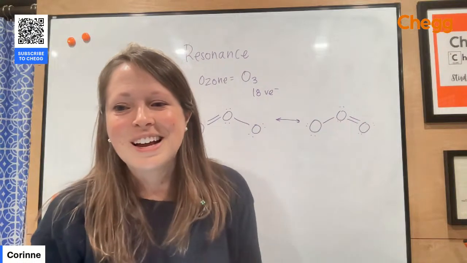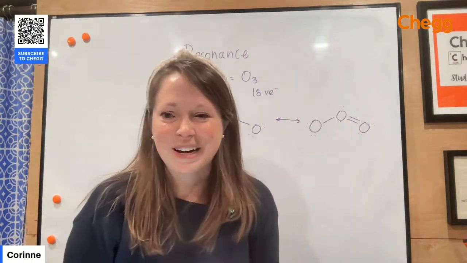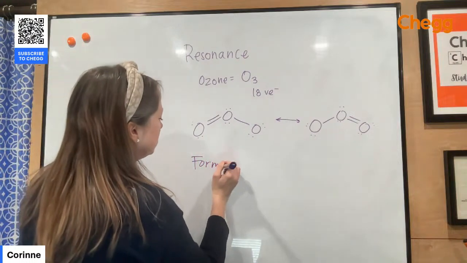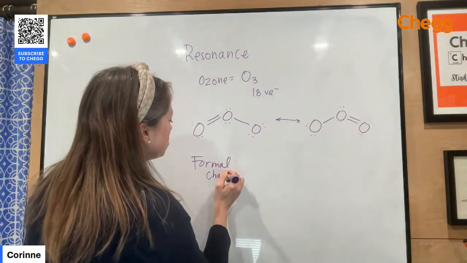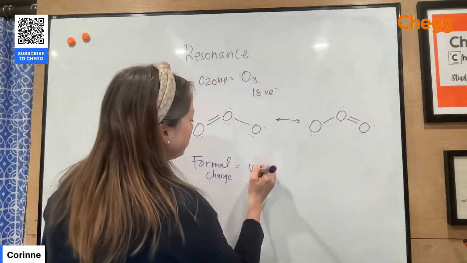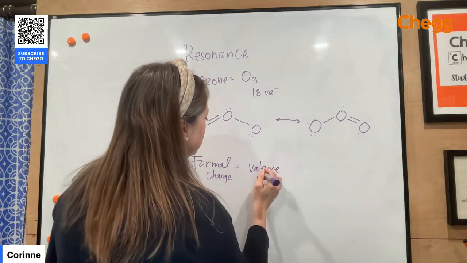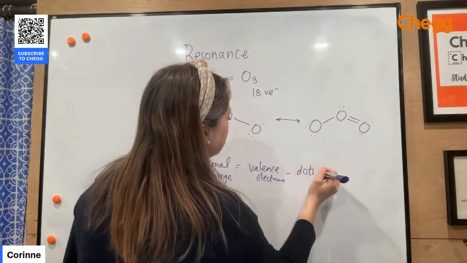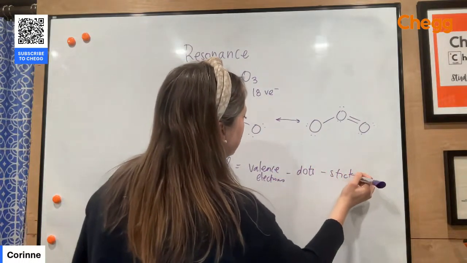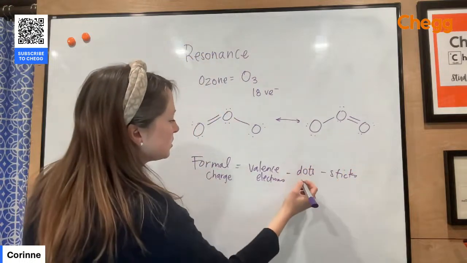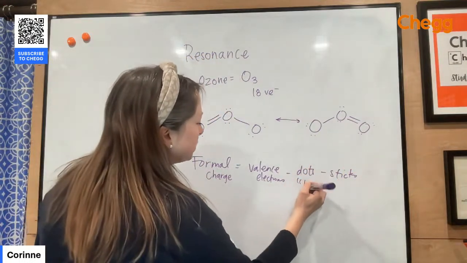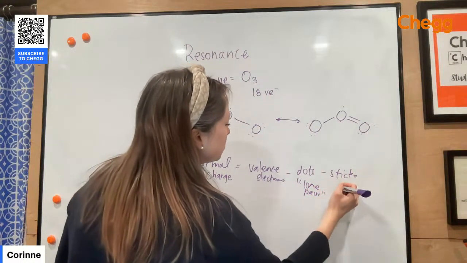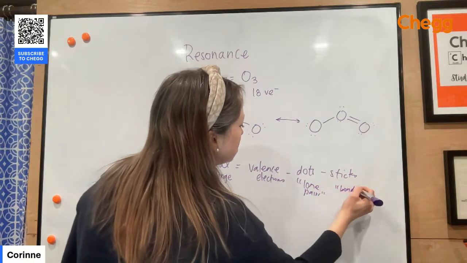Yeah, awesome. And it looks like someone went ahead and put in the formal charge. This is my favorite. So with formal charge, if you were asked to find the formal charge of each atom, it's the valence electrons minus the dots minus the sticks. And what do I mean by that? The dots are just the lone pairs, and the sticks are your bonded electrons divided by 2.